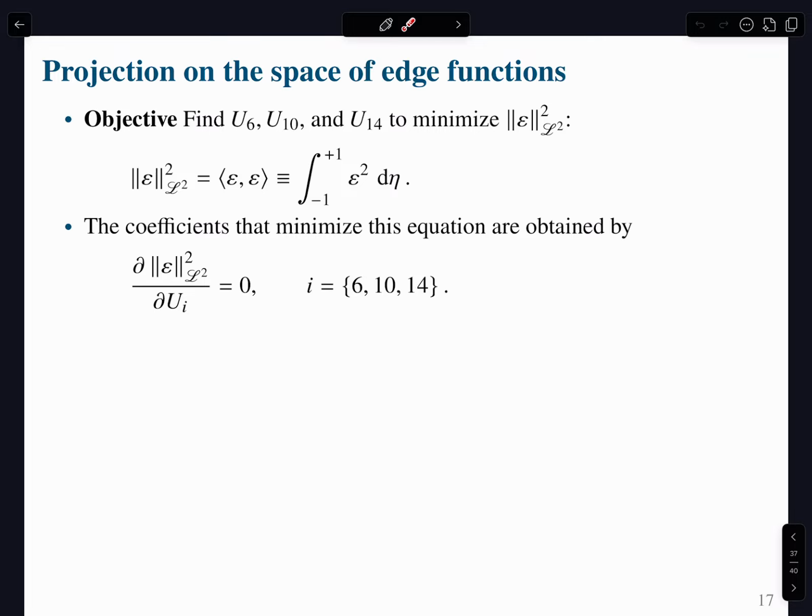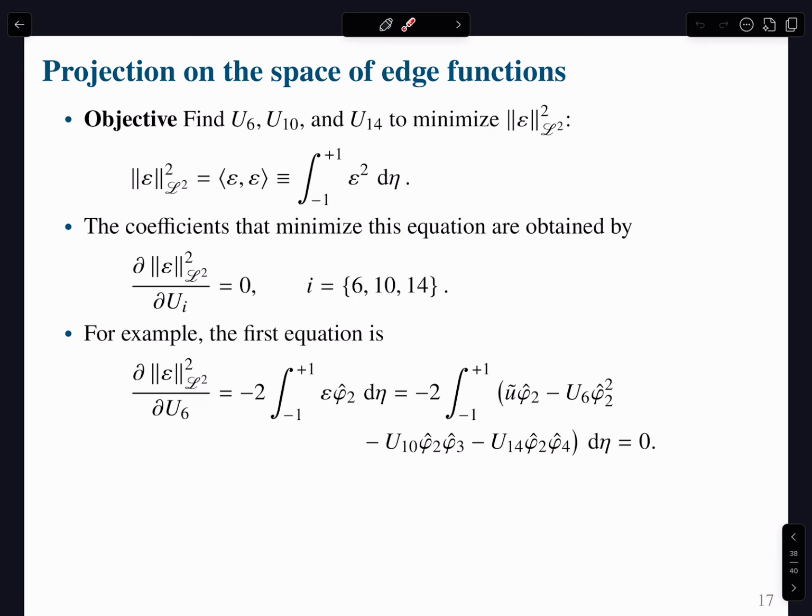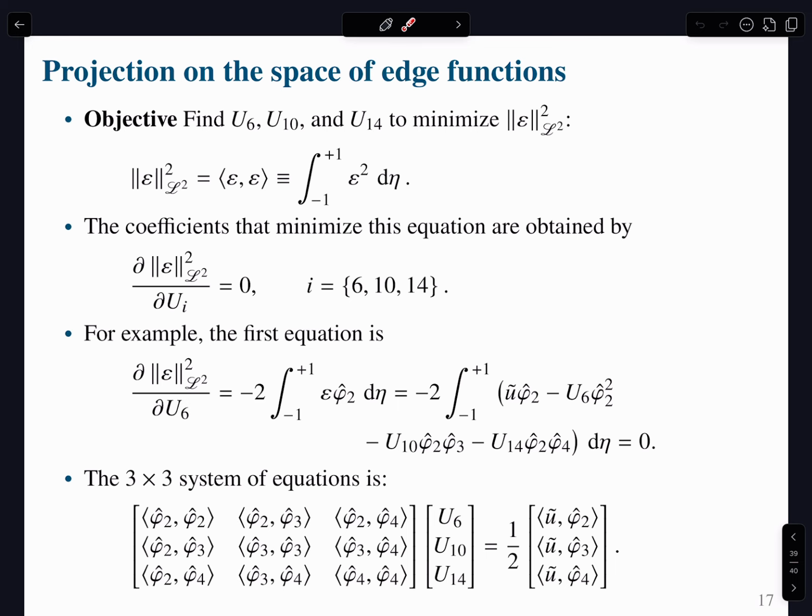If I now write what that epsilon is, which I have here, then in order to minimize that error, we simply apply the derivative with respect to each coefficient. Because we have 3 coefficients, how many derivatives do I have to apply? 3 derivatives. If I do that for U6, U10, and U14, applying that to U6, you get an equation that looks like this. And that is essentially an equation of the linear system of equations that we're building.